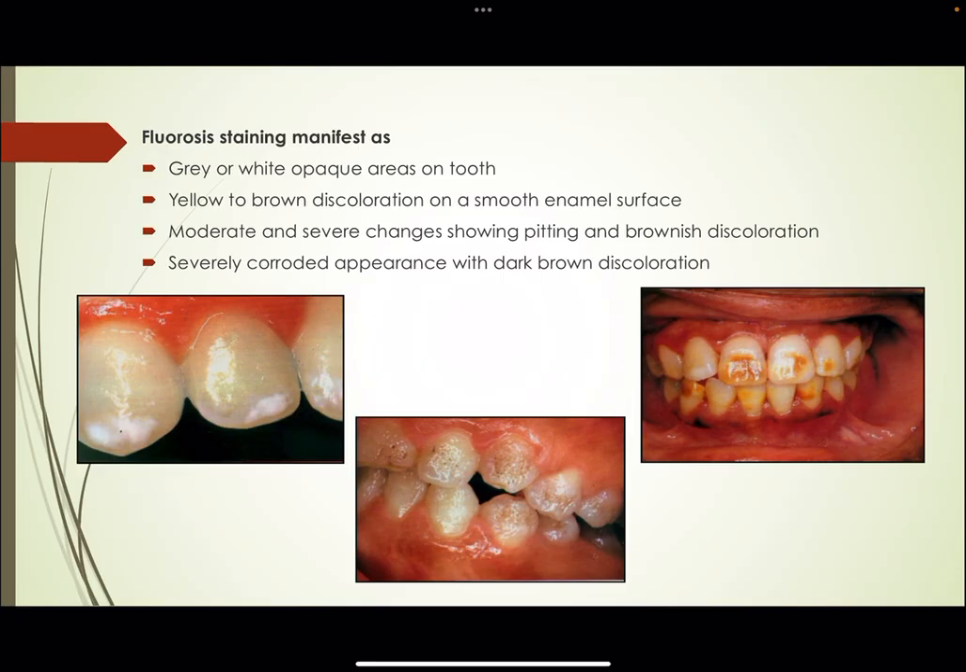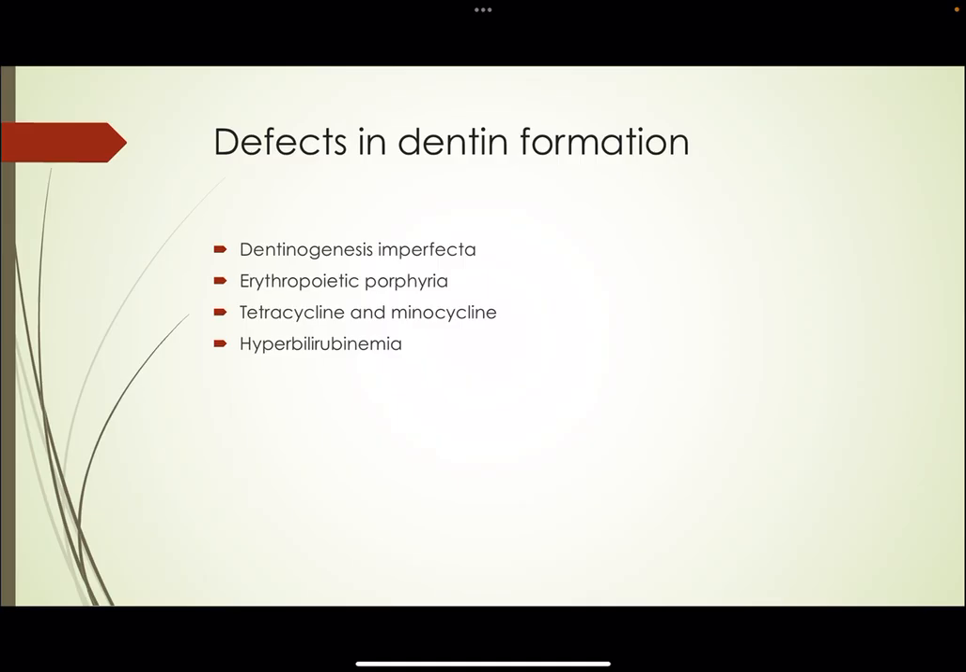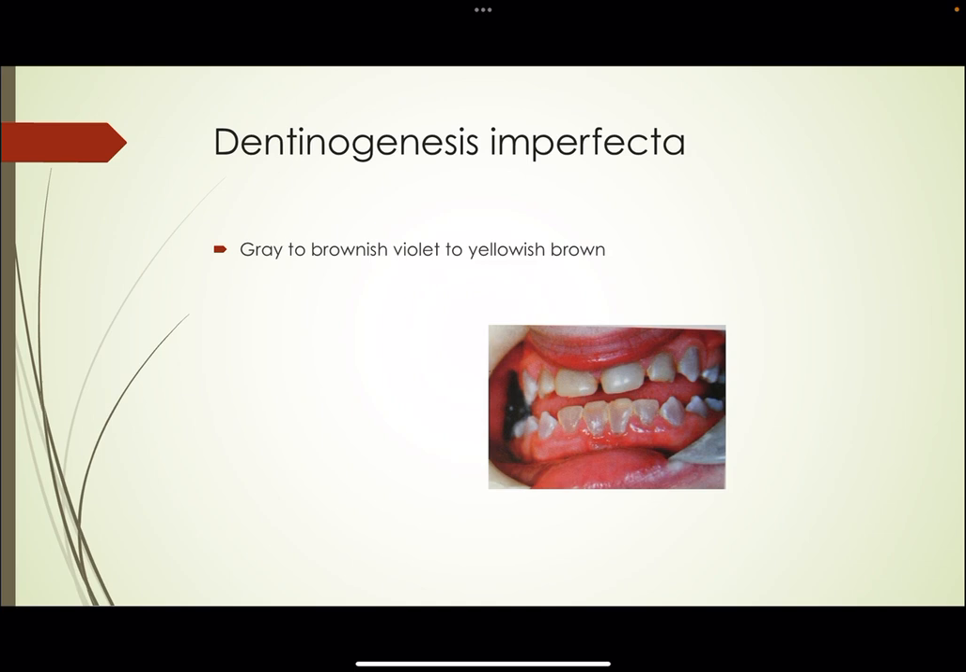Fluorosis staining manifests as green or white opaque areas on the tooth, yellow to brown discoloration on a smooth enamel surface, moderate and severe changes showing pitting and brownish discoloration, and a severely corroded appearance with a dark brown discoloration. Defects in dentin formation can be dentinogenesis imperfecta, erythropoietic porphyria, tetracycline and minocycline stains, as well as hyperbilirubinemia. Dentinogenesis imperfecta causes grey to brownish violet to yellowish brown.